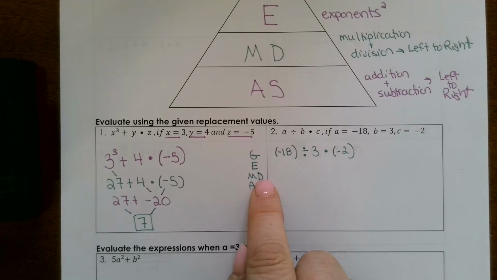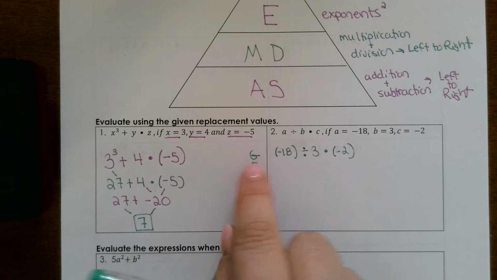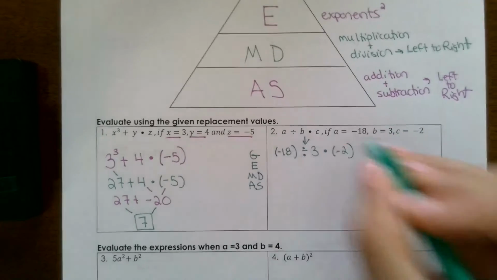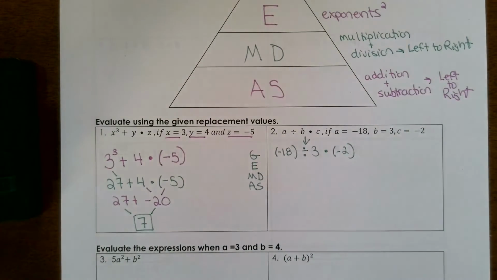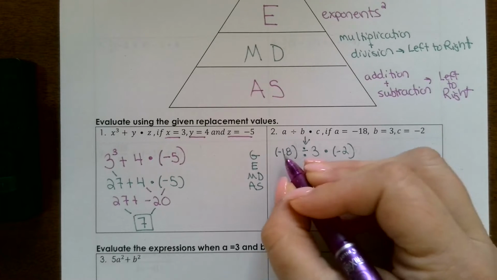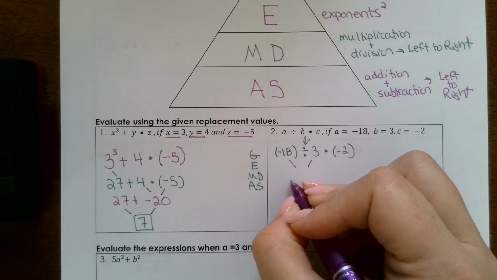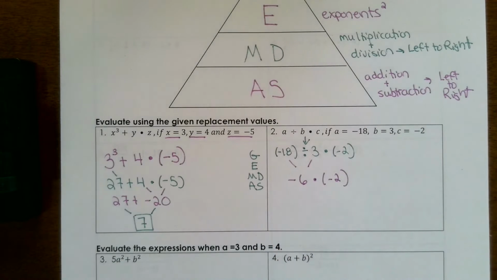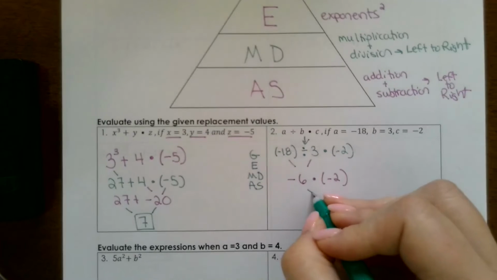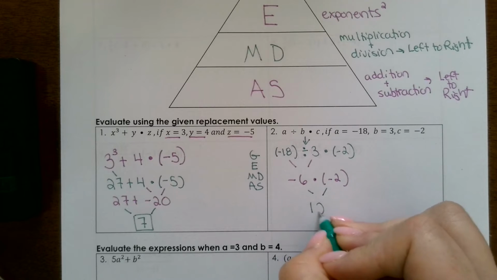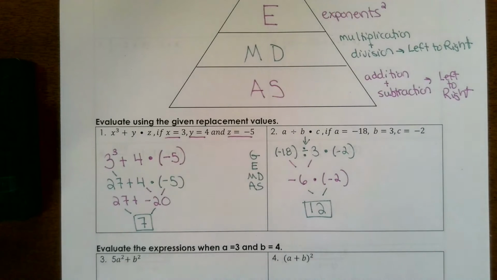Multiplication, division, left to right. You might be tempted to do multiplication first, but what comes left to right first? First up is division. So that is what I will do first. That's how I will evaluate. Negative 18 divided by 3, a negative divided by a positive is negative. So I have negative 6 times negative 2. Only one more step to take. It is multiplication. I have negative 6 times a negative 2. Negative times a negative is a positive, and I get 12.